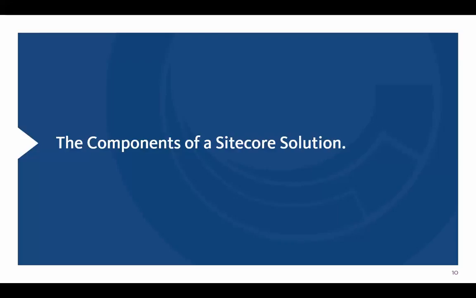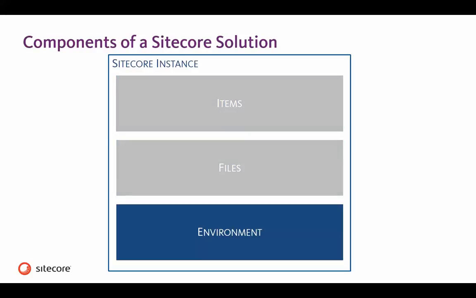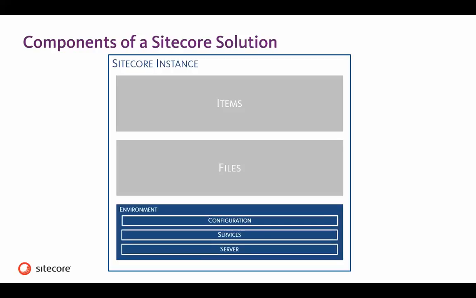So the components of a Sitecore solution. Any running Sitecore solution really consists of three overall parts. One is the underlying environment, one is the files, and another is the items. So if we look at the environment, we'll go through each of them. The environment in turn consists of three different parts. One is the server, the services, and the configuration. So the server is really about the hardware. So this is the hardware, the virtual machine, the operating system, all the iron running the solution.